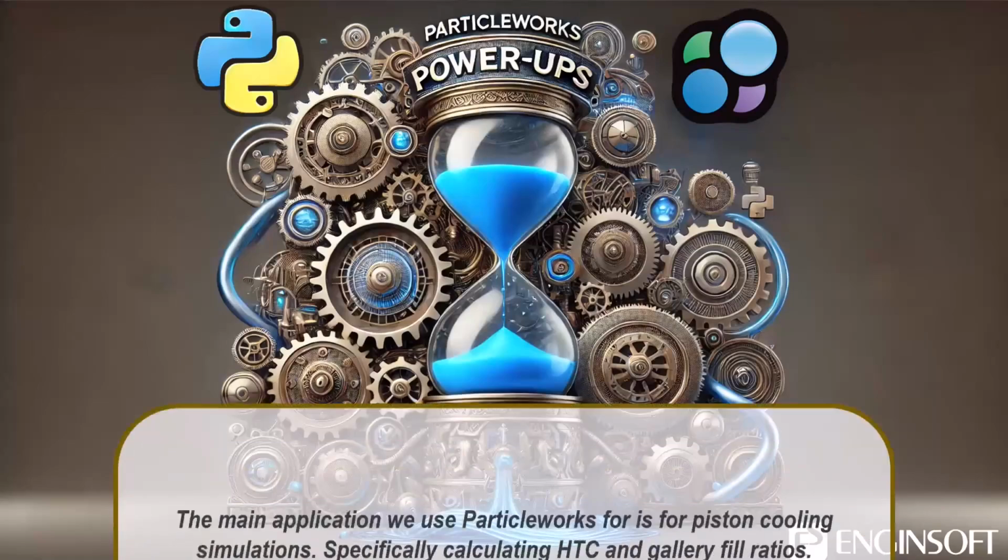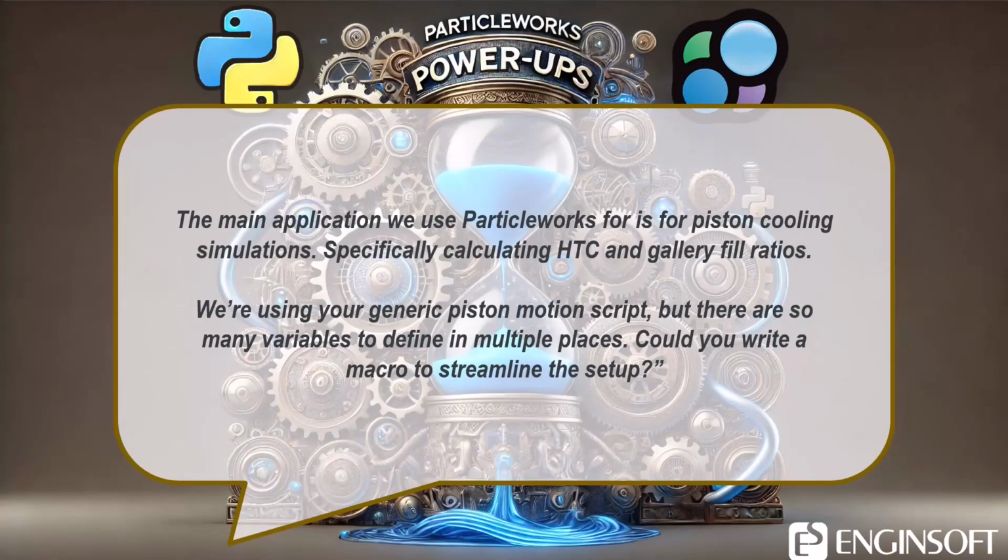Today's episode is inspired by a question from a yellow goods manufacturer using Particleworks to simulate piston cooling. They asked, "We're using your generic piston motion script, but there are so many variables to define in multiple places. Could you write a macro to streamline the setup?" Great idea. Let's take a look at the current setup in Particleworks and how we've improved it.